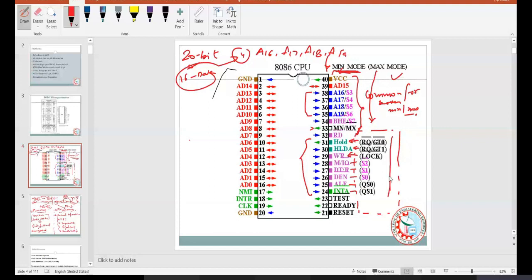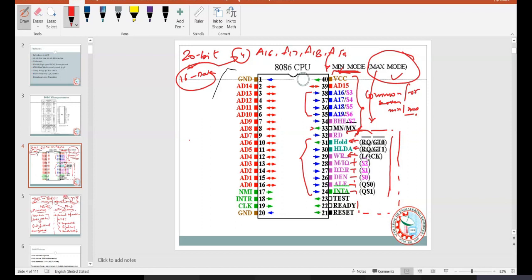Is this clear? Yes, a swap will take place. The moment you select maximum mode, the signals written under the heading of maximum will simply come to this side. So just be careful while drawing the pin diagram of 8086. It is now getting complicated.